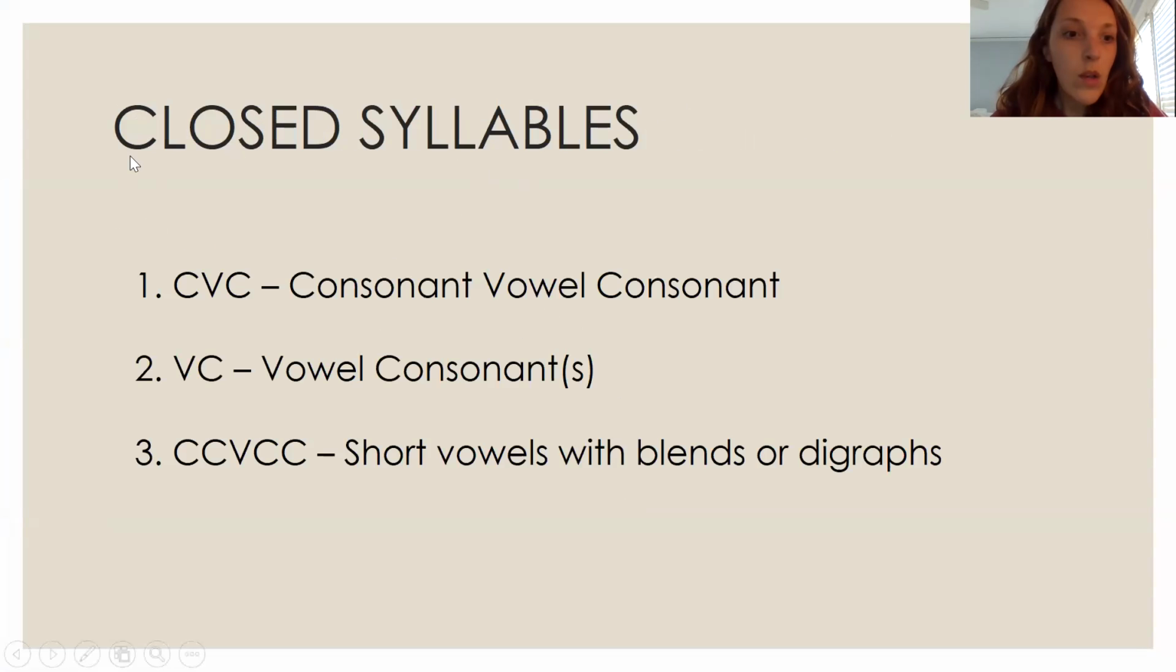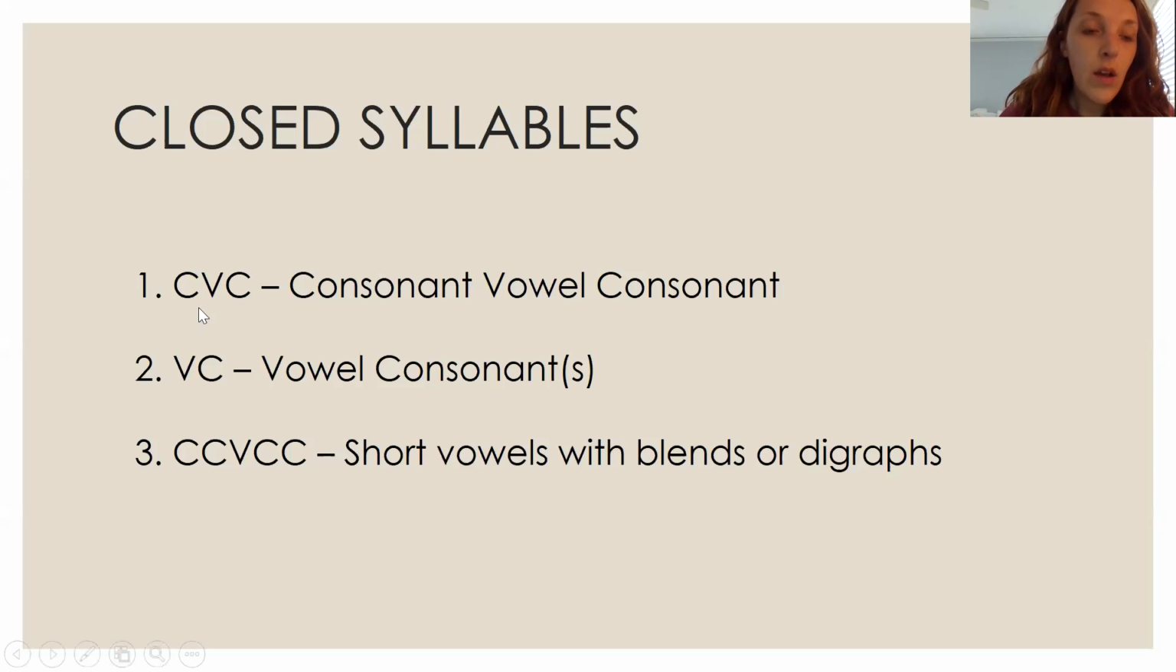So a closed syllable is a syllable that has a vowel, but then there's a consonant, so any other letter that's not a vowel, that comes after it and closes it in. And when we have a consonant that comes after a vowel in a closed syllable, this is only one of our syllable types, it makes the vowel make its short sound. And the short sounds of those vowels: A is ah, E is eh, I is ih, O is aw, and U is uh.